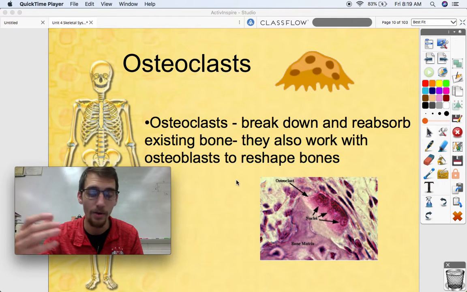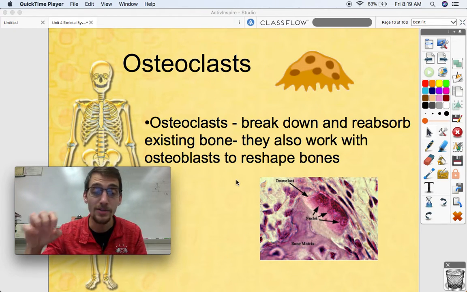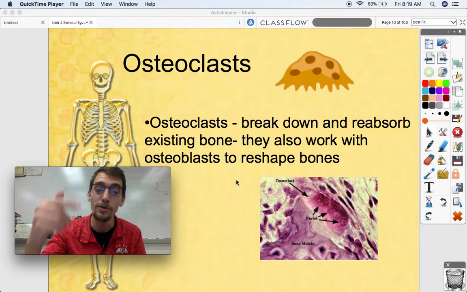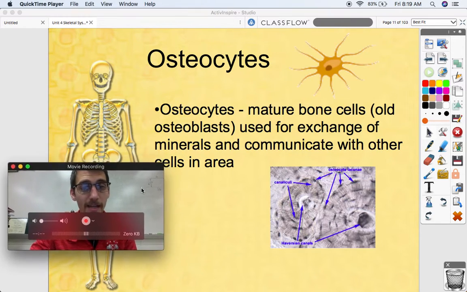They break down old bone that might be damaged or old or brittle. They break it back down so that osteoblasts can come in and produce new bone matrix to replace what used to be there. And then finally, osteocytes.